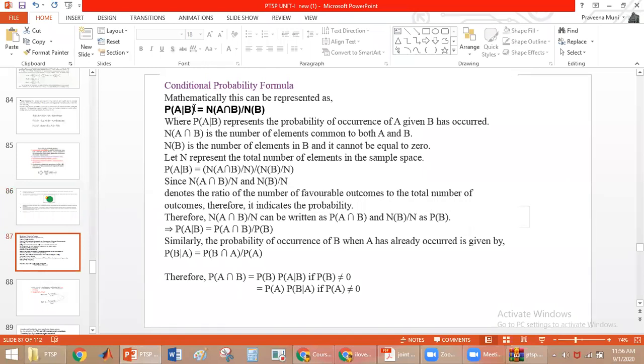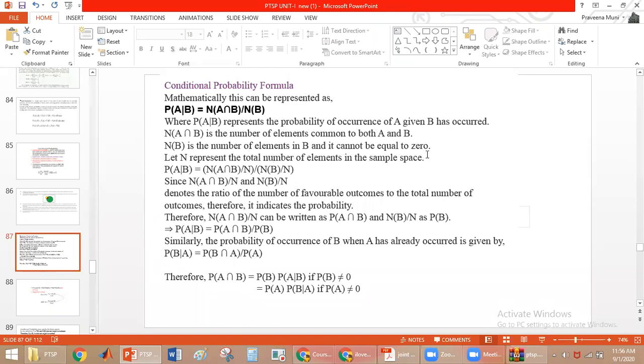Probability of A given B is equal to, how do we write? Number of elements in A intersection B divided by number of elements in B, where probability of A given B represents probability of occurrence of A given B has already occurred. So what is N of A intersection B? It is the number of elements common to both A and B. N of B is the number of elements in B. It is not equal to 0.